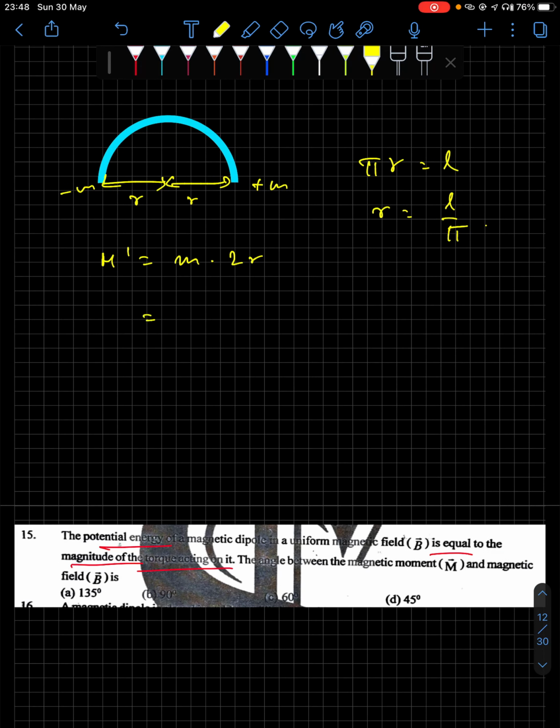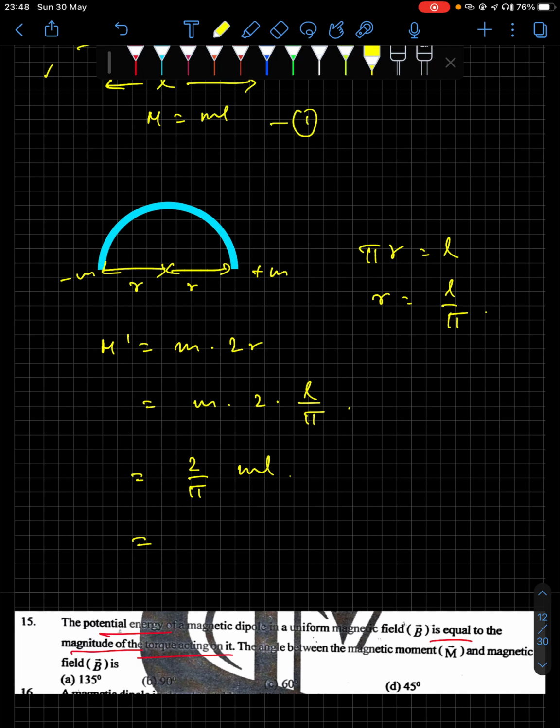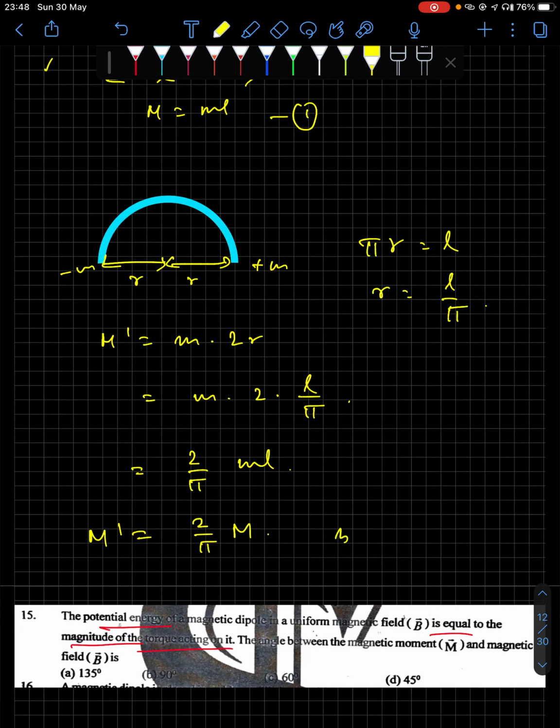Now we'll use this relation here, m into 2L by pi. So 2 by pi you can put separately, and mL. So mL is your capital M, right, from equation number 1. So 2 by pi of capital M is your new dipole moment. 2M by pi is your new dipole moment. It is option number B.